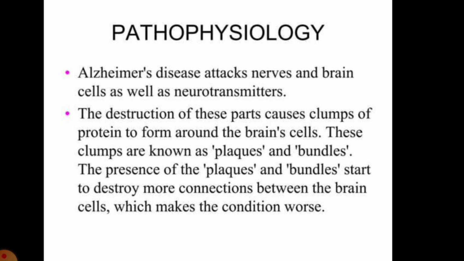In today's class, I will discuss the pathophysiology of Alzheimer's disease. Alzheimer's disease attacks the nerves and brain cells as well as the neurotransmitters. The destruction of these parts causes clumps of protein to form around the brain cells, and these clumps are known as plaques and tangles. The presence of the plaques and tangles starts to destroy more connections between the brain cells, which makes the condition worse.